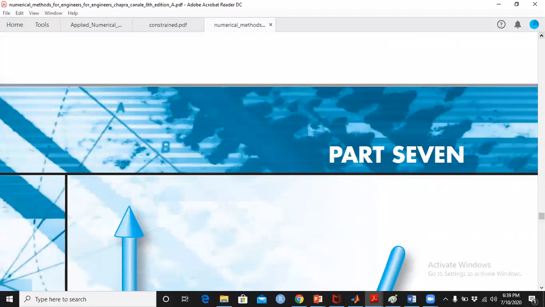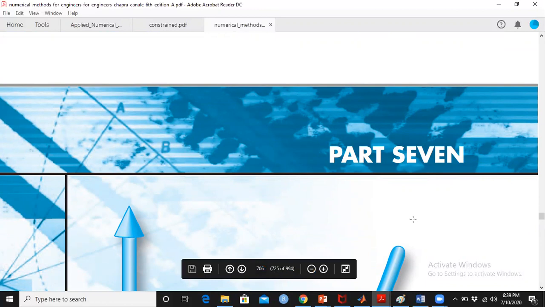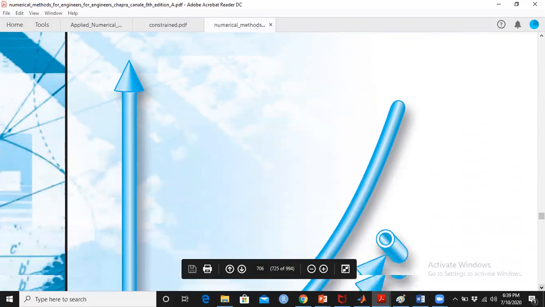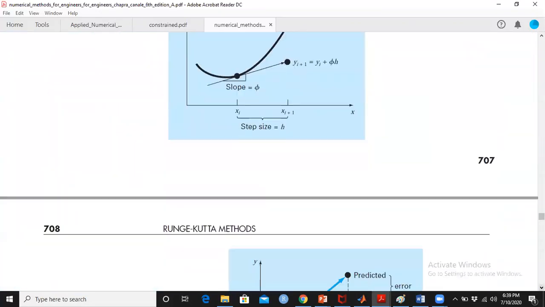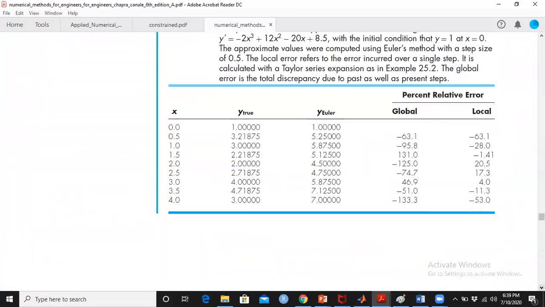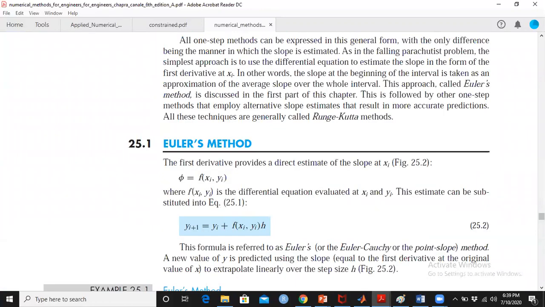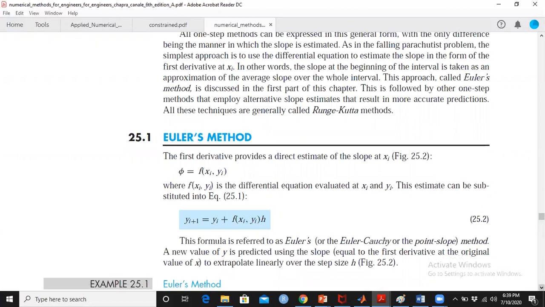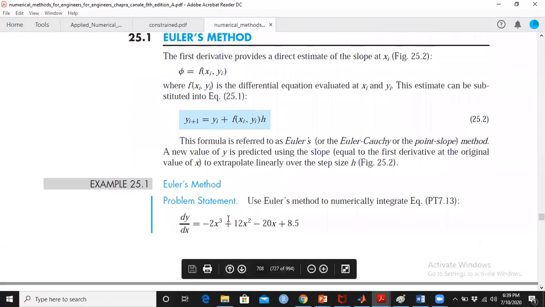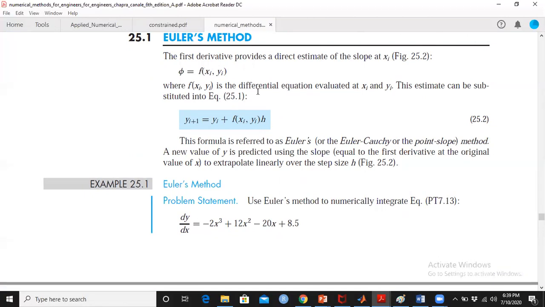Okay, and we have got here page number 725. We want to solve numerically the ordinary differential equations. For example, you can see here, this is an ordinary differential equation. We can solve it analytically, but today the concern is that we want to solve it numerically.